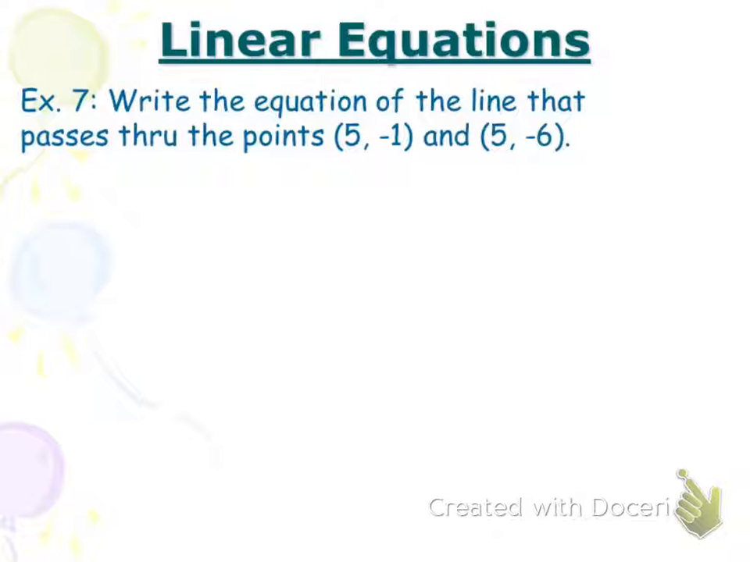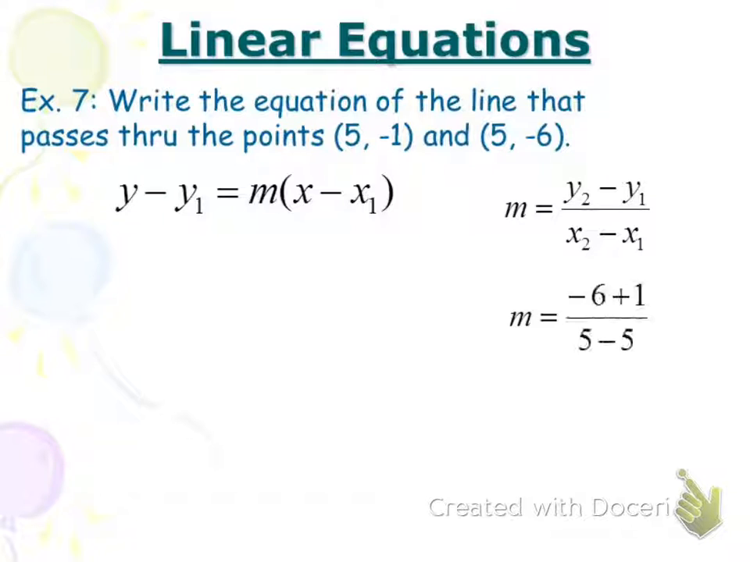All right, next example. Try this one on your own. Write the equation of the line that passes through the points 5, -1, and 5, -6. All right, so everybody has, at this point, calculated the slope of the line, because we got to have a slope and a point. And we've determined that the slope of the line is undefined. All right. Okay? Undefined slope.